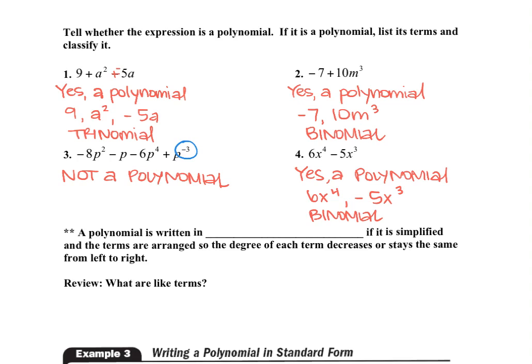Also, just a quick reminder, if you were to have a polynomial that has more than 3 terms, you would simply label it a polynomial. All right, the next thing we're going to talk about is standard form.